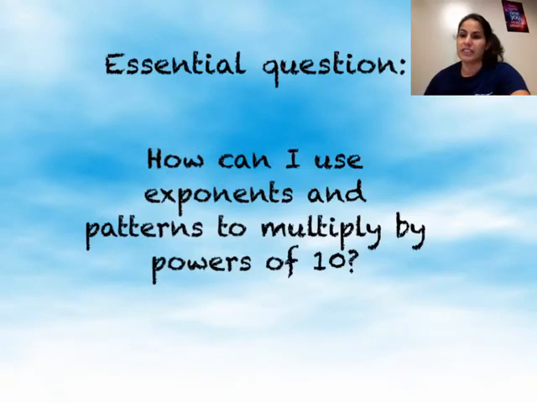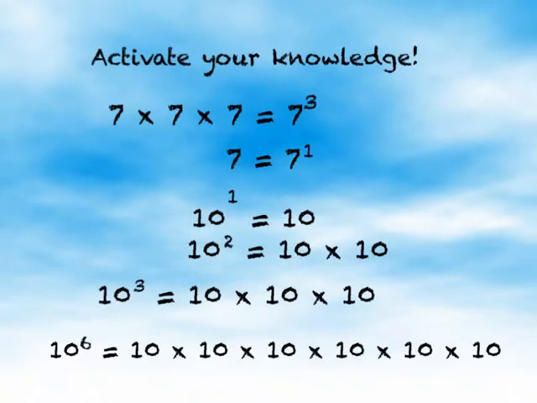Our essential question is, how can I use exponents and patterns to multiply by powers of 10? Let's activate our prior knowledge of exponents. 7 times 7 times 7 equals 7 to the third power. 7 is our base number, and 3 is our exponent. So 7 to the third power just means 7 times 7 times 7, or 7 multiplied by itself 3 times. Just the number 7 would be the same thing as saying 7 to the first power, because there's only one 7.